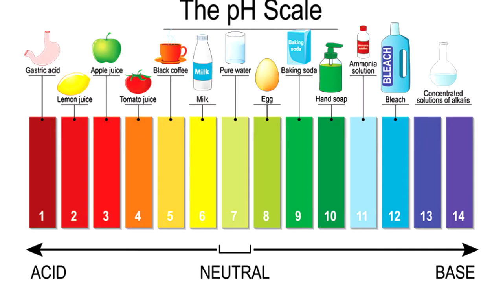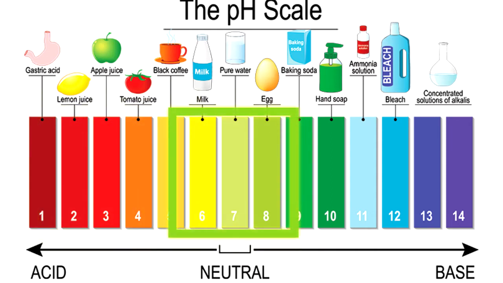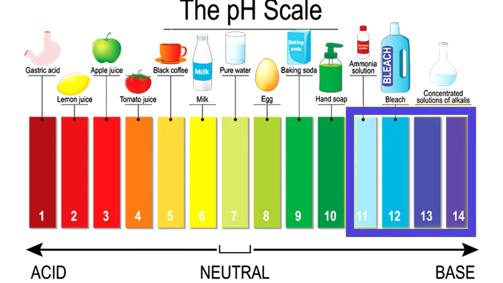This is just the colour that a universal indicator will change in the presence of different pHs. If a pH is very low, that means that there's a lot of acid. That's something like vinegar or lemon juice, or something like tap water would have a more neutral pH. Then we move up into alkali or basic solutions that have a very high pH.